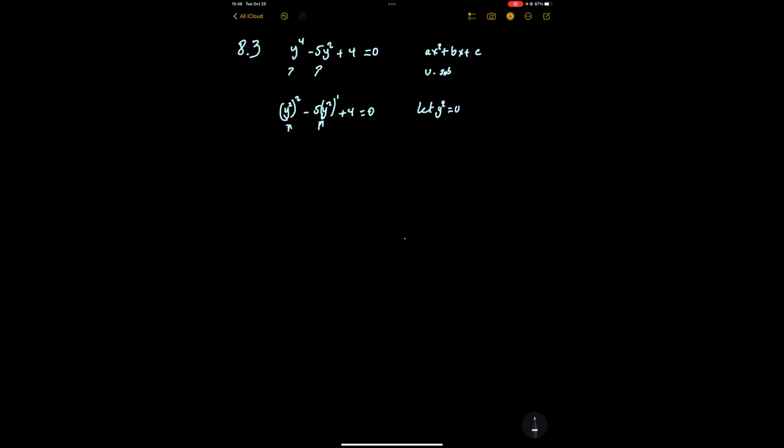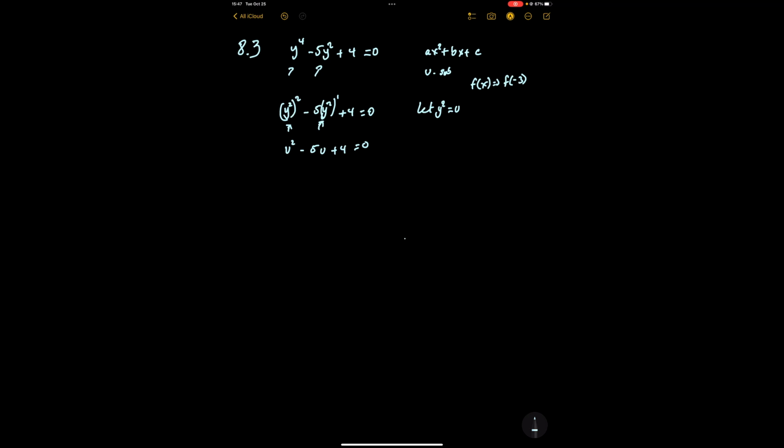It's the same way as when you were doing f of x, and they say, well, find f of negative 3. You would just replace x by negative 3. So in this case as well, I'm going to replace y squared by u. And what would that give me? That would be u squared minus 5u plus 4 equal to 0. Now we get to that quadratic equation. Now we can solve the equation.